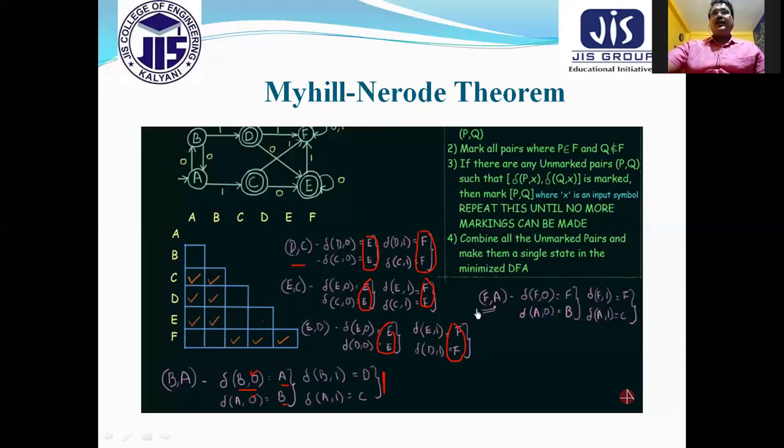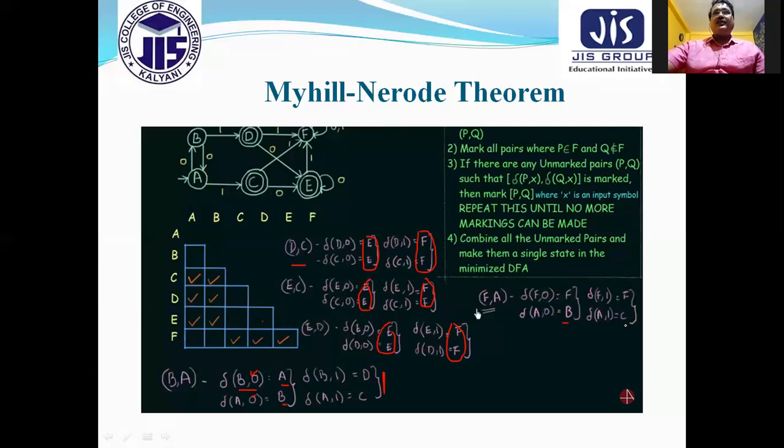Now, go for the F, A. If you go for the transition table, F, 0. We are getting the F, 0 itself. And the A. If I say the 0, it will go the B. So you have to check if B is marked or not. F or B, not marked, so nothing is possible.